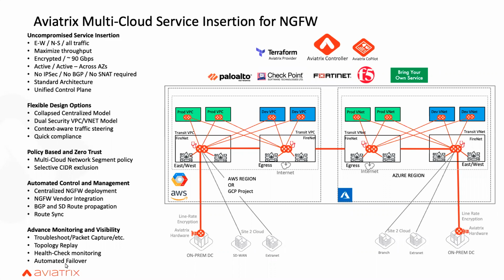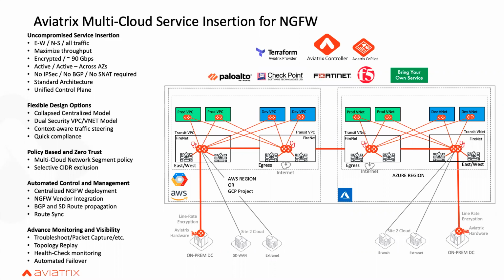Now, there are a lot of things that I have listed here. I will leave it up to you to read those when you're watching the video after the fact, but we are solving a lot of challenges. So all the traffic types, east, west, north, south, are being handled by this architecture. You are getting the maximum throughput out of this architecture with our patented high performance encryption technology, right? There is no BGP, no SourceNet required. It's a standard architecture that you can copy, paste, and repeat in other clouds. The models, again, are very flexible. We have the context-aware traffic engineering. There are different options to provide the policy or write the policy to have your zero trust applicable there.